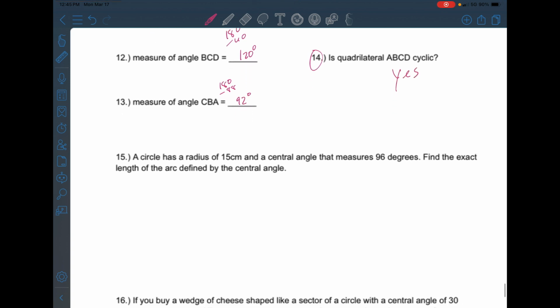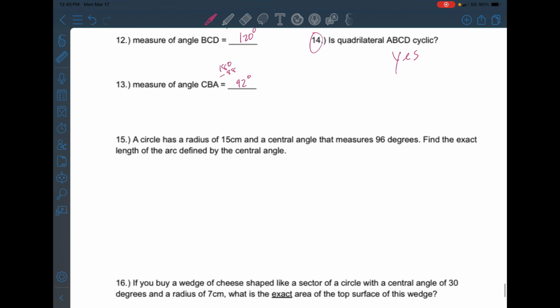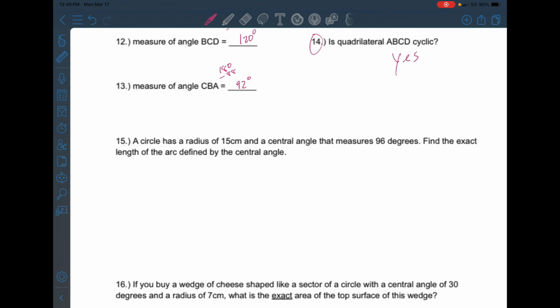A circle has a radius of 15 centimeters and a central angle that measures 96 degrees. Find the exact length of the arc defined by the central angle. So I'm going to go ahead and draw that circle out. And it has a radius that is 15 and central angle that is 96. And it wants us to find the length of the arc.